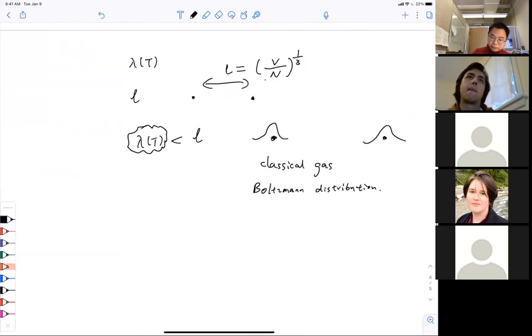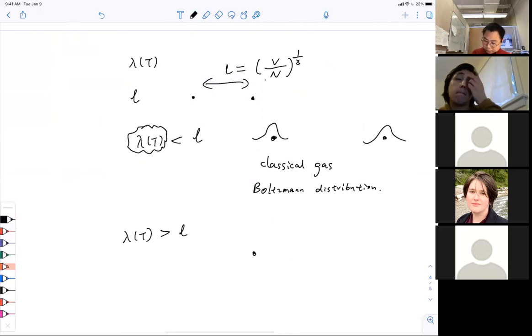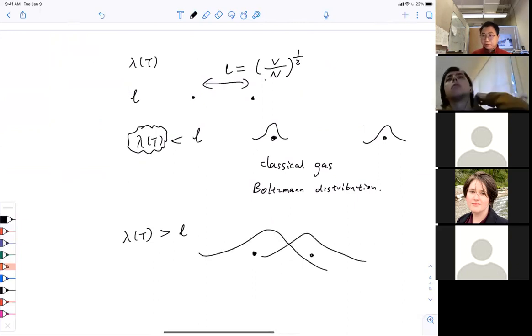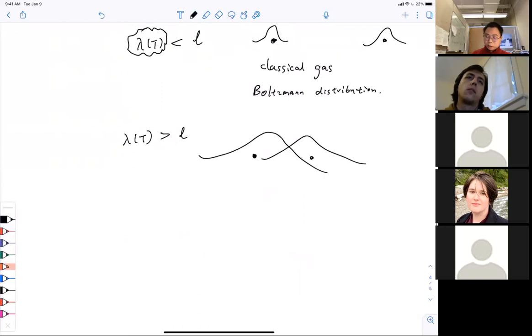And in the opposite limit, when your lambda is larger than L, meaning that there's a wave overlap between two particles, then it tells us the quantum effect will dominate. And we cannot treat this gas as a classical gas. It's a quantum gas. Basically, it's a Fermi gas or boson gas, depending on whether it's a boson or Fermi.